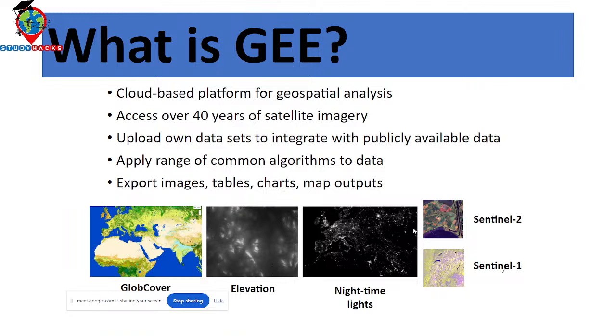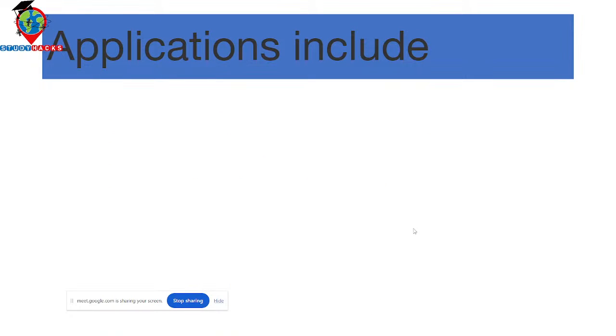We can easily export from the Google Earth Engine platform. And there are a lot of applications. Any kind of remote sensing analysis we can easily do using the Google Earth Engine platform very quickly and efficiently, such as detecting deforestation.